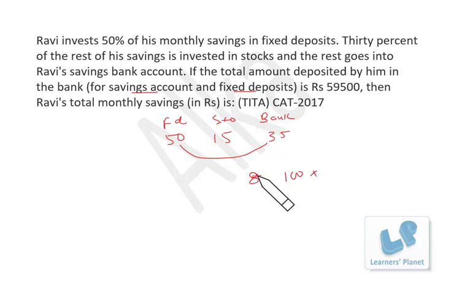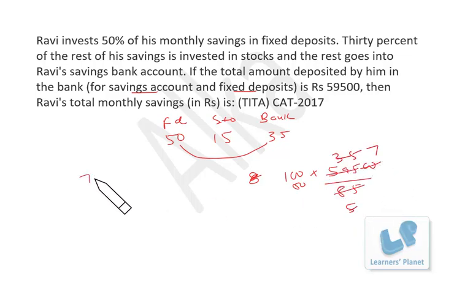So here it is 100 into 59500 by 85. We have to find out the value. Surely 595 should be a multiple of 85. So 17 into 5, and I put up these 20 over here. So here it is 70,000. So a very simple 20-second problem from the CAT 2017 paper. I hope this is clear.